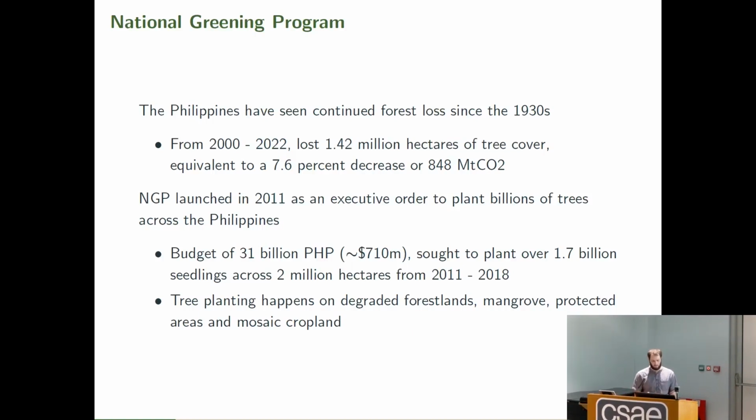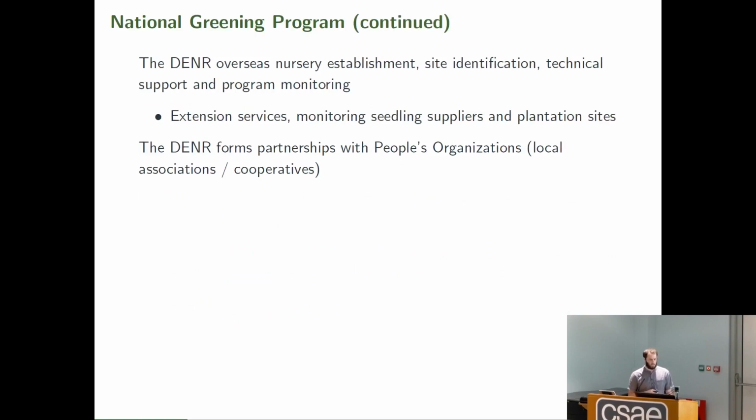They can also happen in protected areas, as well as mosaic cropland, an intermix of bare land with some tree cover. The DNR oversees nursery establishment and site identification. They provide technical support as well as monitoring to communities, and also extension services, so they are planting the right trees in the right climates, and not planting exotic species that just grow really fast.